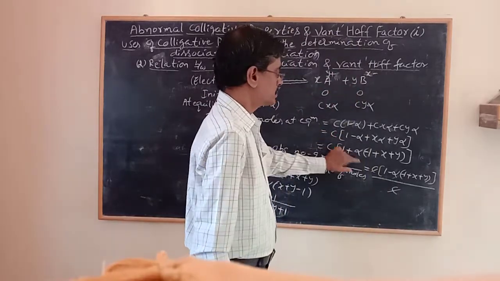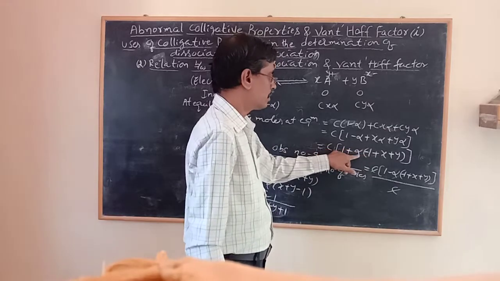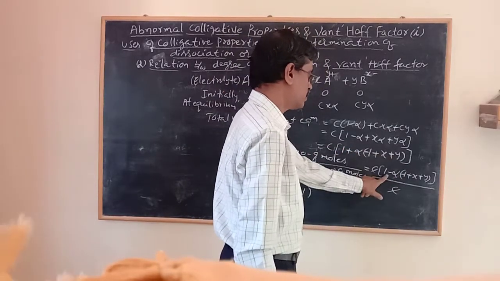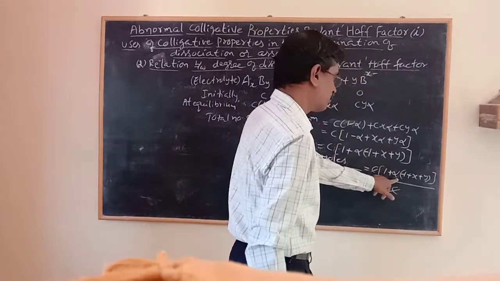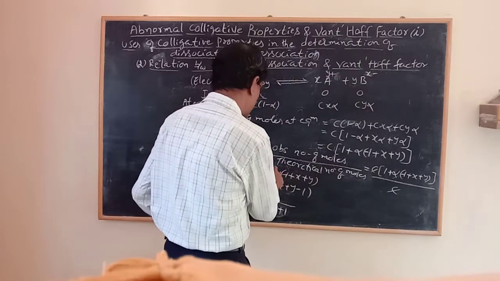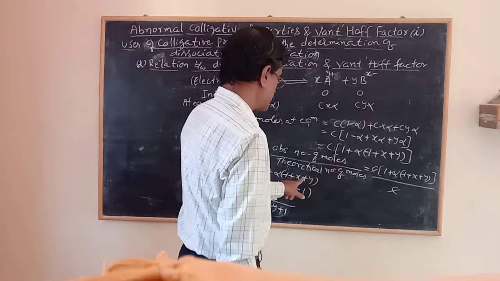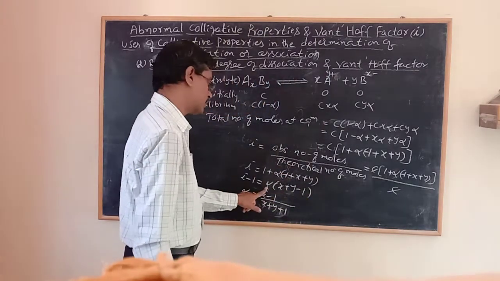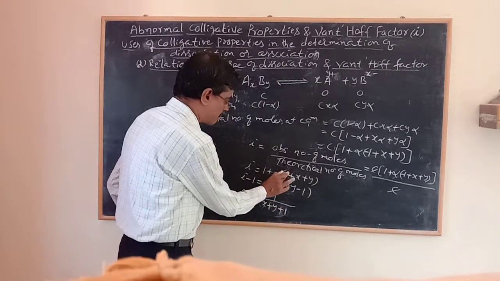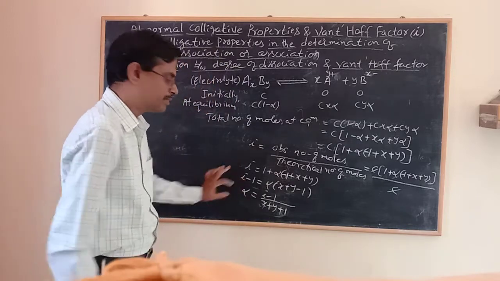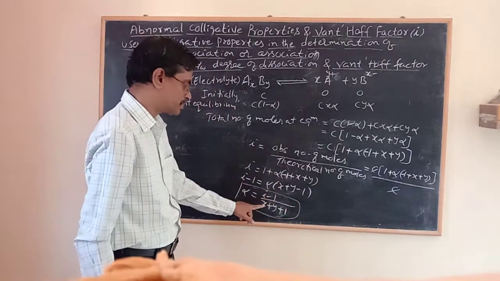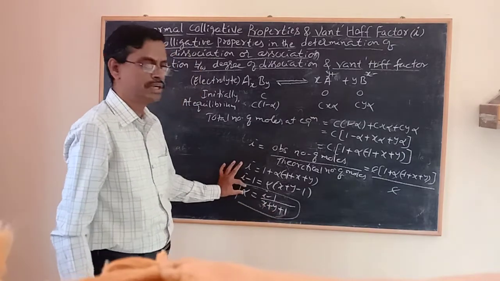So we make some corrections here. Alpha into minus 1 plus x plus y. So we can take this as 1 plus alpha into x plus y minus 1. Minus 1 plus x plus y is nothing but x plus y minus 1, so alpha is equal to I minus 1 divided by x plus y minus 1. This is the degree of dissociation.